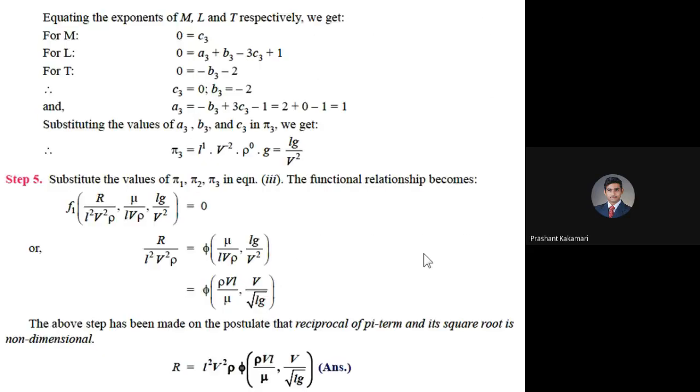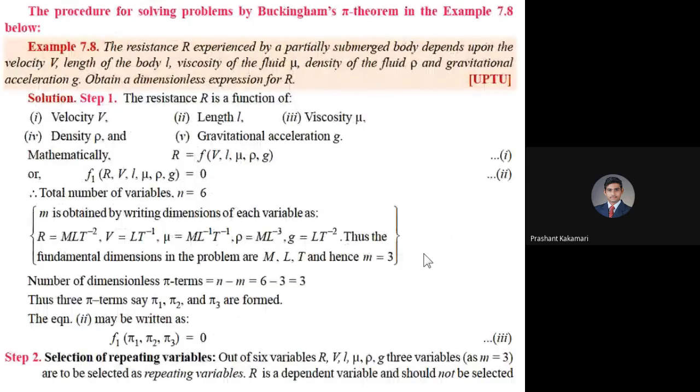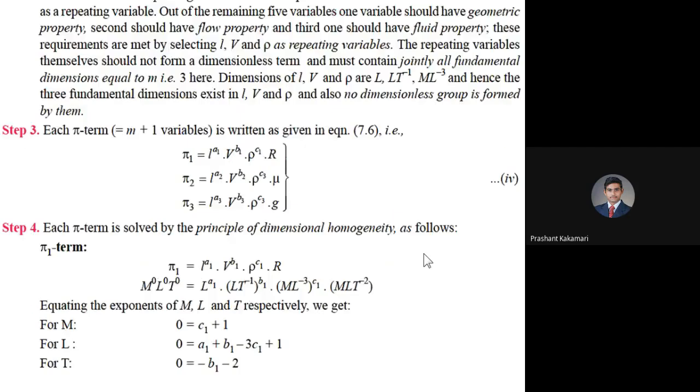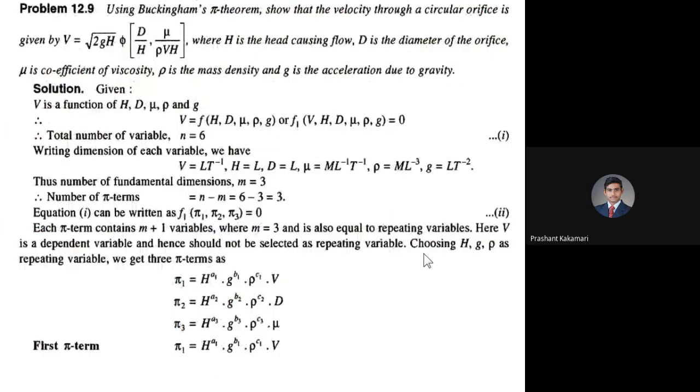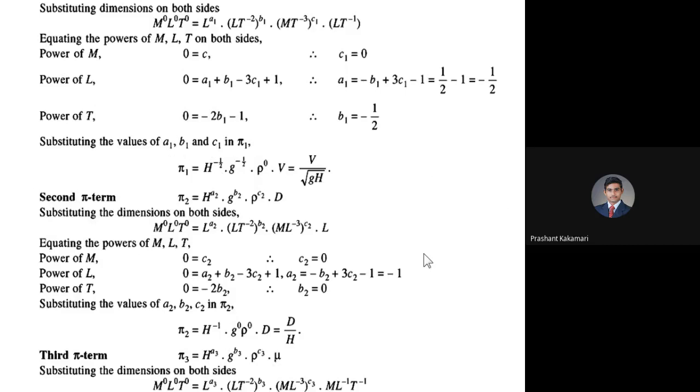You can recall from the old problem: the resistance experienced by a partially submerged body depends upon these parameters. That is the required, dependent variable, so R is on the left hand side. Similarly here, they have directly given V on the left hand side. Even if they don't give it, they will tell you in the question to find V, or velocity, depending on all these parameters. Then you have to take V on the left hand side.